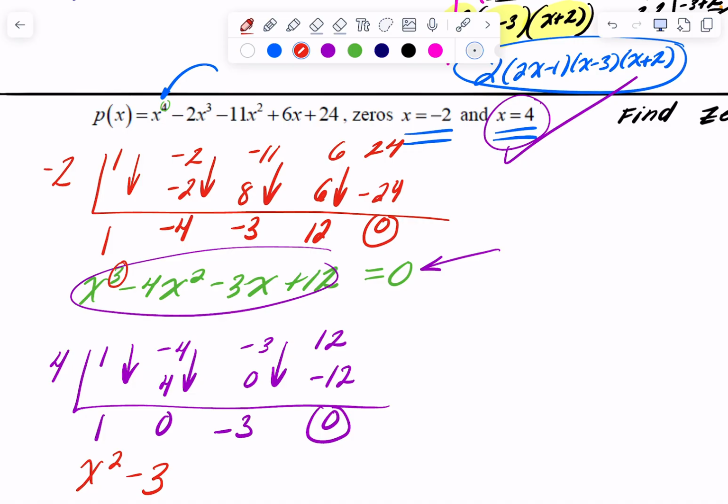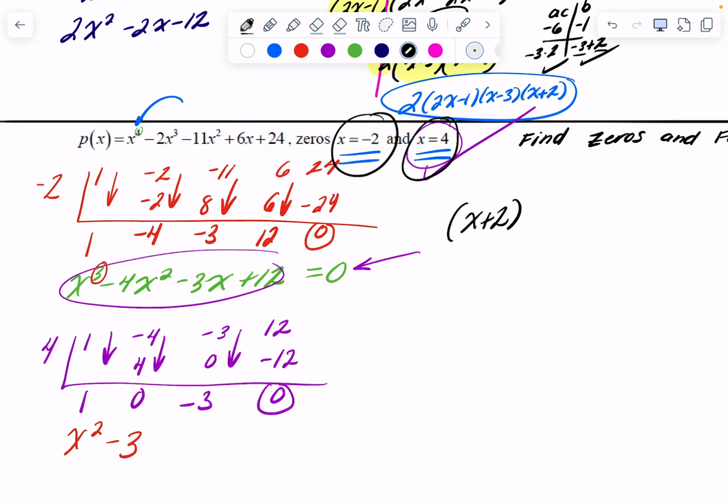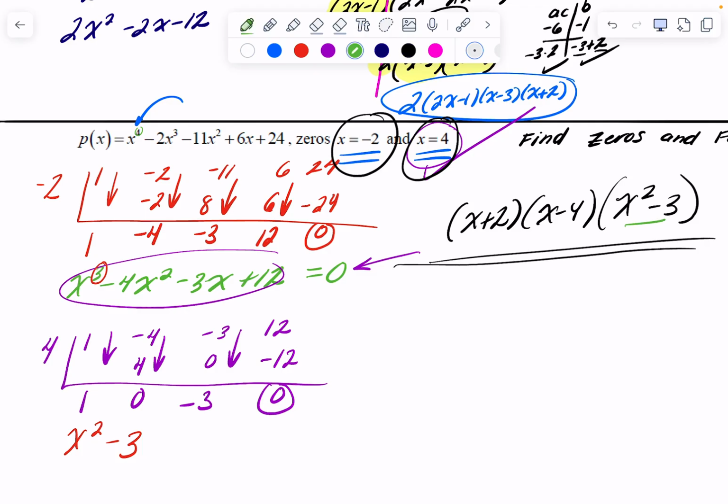So once again, I'm trying to stay very clear so no one gets confused. I currently have factor what? x plus 2 and factor x minus 4. And now a quadratic, x squared minus 3. Now they say factor it. Isn't that as factored as it gets? Yes. This doesn't factor. A times c adds up to be b? No, it doesn't factor. So that's as factored as it gets.